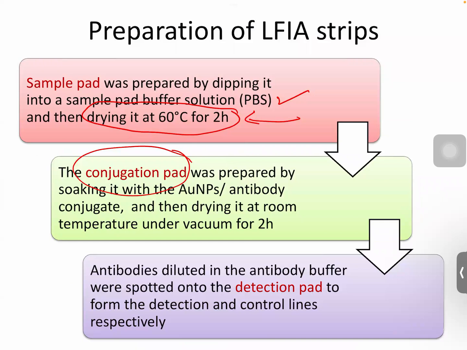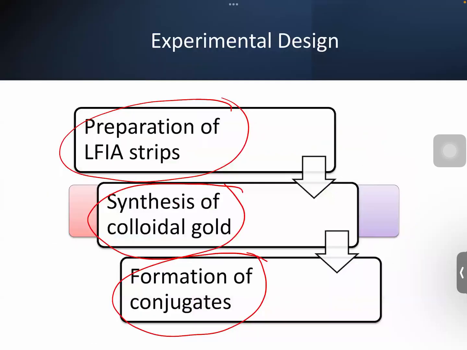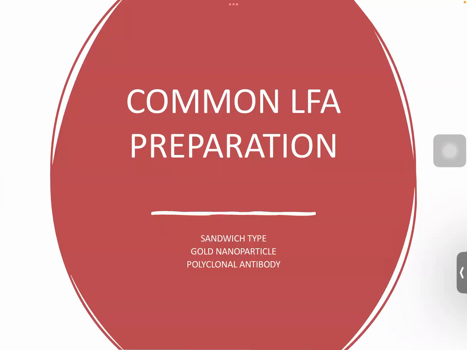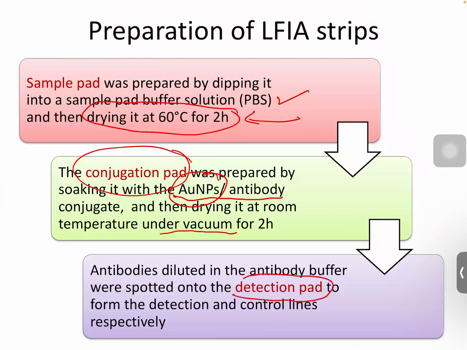Here you put the conjugated antibody, regardless of what kind of nanoparticles you choose to have. Usually here we use vacuum drying. The third one is the membrane or detection pad, to form the detection and control lines. This is where the most important part is, where you put the capture bioreceptor.